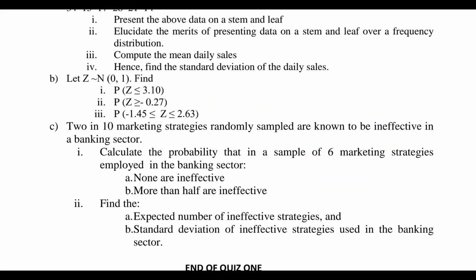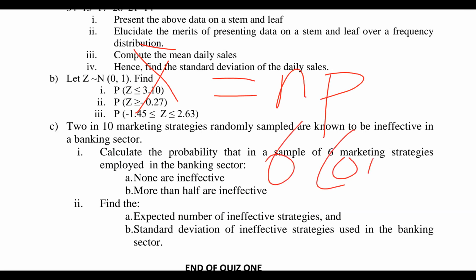Can we find the expected value, the mean, for this? It is just found by np, isn't it? What is our n? 6 times 0.2. What do we get? 1.2.